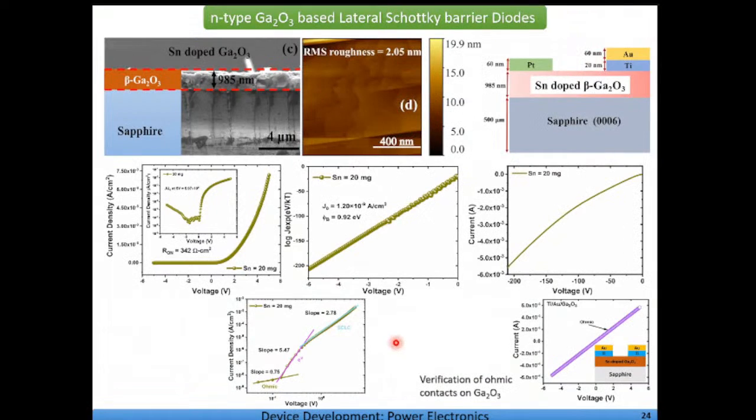Having said that, initially we tried to realize this two-terminal device, that is a simple Schottky barrier diode. Here you can see this is beta gallium oxide on sapphire, which has a relatively good surface. This is the AFM result, and then we realized this Schottky barrier diode. This is the platinum contact, which is giving the Schottky contact, and this is the titanium gold contact, which is providing us the ohmic contact. And these are some other device results.